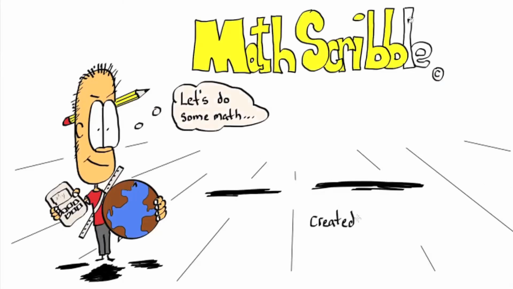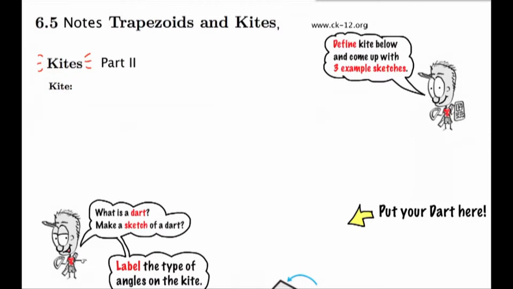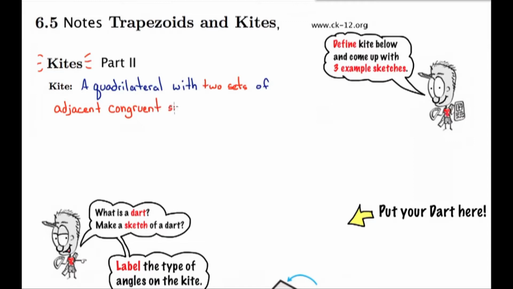Okay, welcome everybody. In this video we're looking at part 2 of trapezoids and kites. So we're mainly focusing on kites in this section. So let's take a look at a kite. It's a quadrilateral with two sets of adjacent congruent sides.